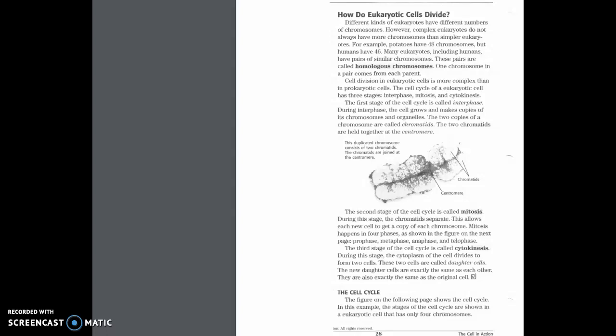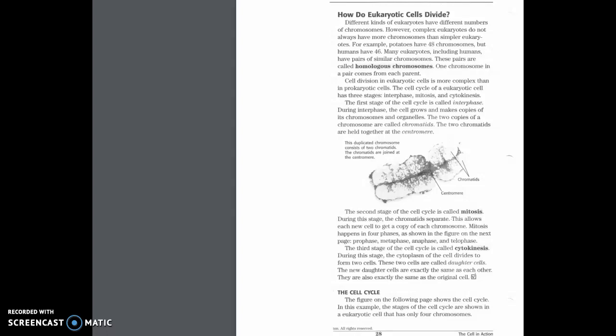Humans have 46. Many eukaryotes, including humans, have pairs of similar chromosomes. These pairs are called homologous chromosomes. One chromosome in a pair comes from each parent. Cell division in eukaryotic cells is more complex than in prokaryotic cells. The cell cycle of a eukaryotic cell has 3 stages: the interphase, mitosis, and cytokinesis.